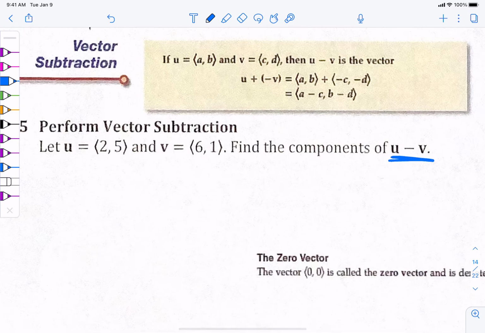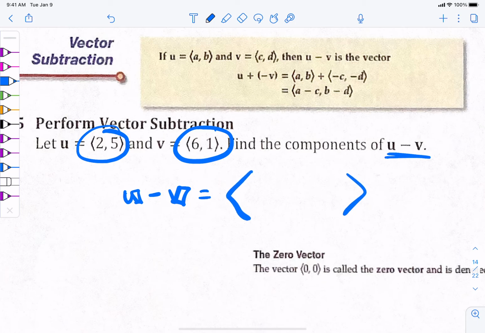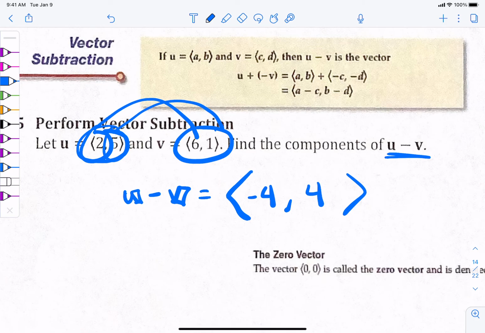Subtraction, u minus v. So I've got u here is 2, 5. V is 6, 1. And I want to figure out what u minus v is. And I'm just going to subtract those components. So I take 2 minus 6 is negative 4. And 5 minus 1, which would be positive 4. Negative 4, 4 is the components. Easy enough? This is as hard as it gets.